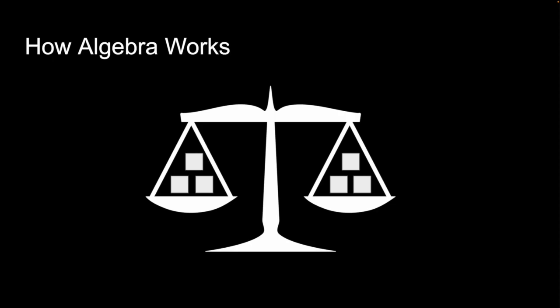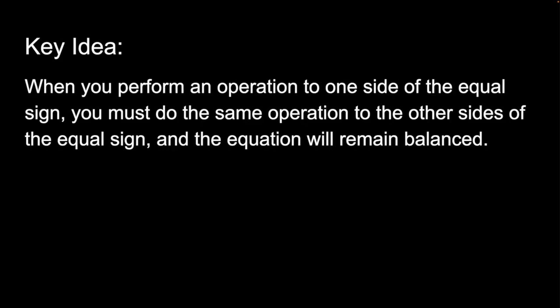So basically the key idea you need to take to use algebra to solve equations is that whenever you perform an operation to one side of the equal sign, you must perform the same operation to the other side of the equal sign, like we did with the balance beam. If you do this, the equation will always remain balanced and you will be able to isolate a variable while solving. So let's take a look at how we can use this to actually solve an equation.